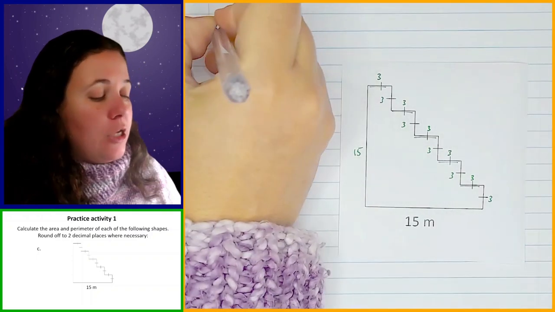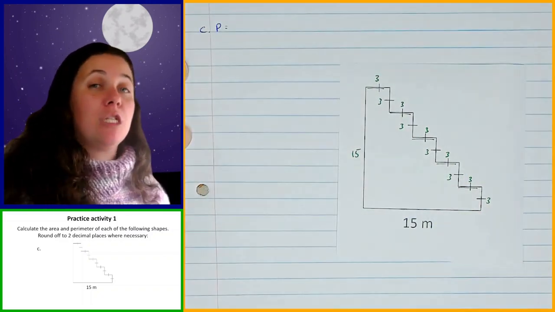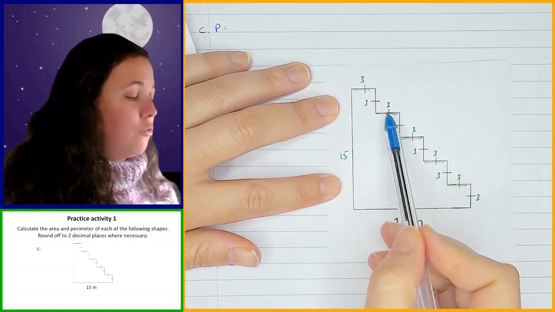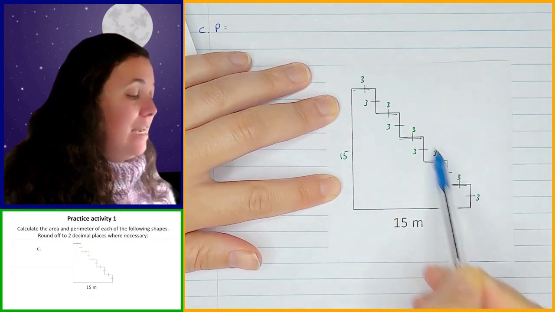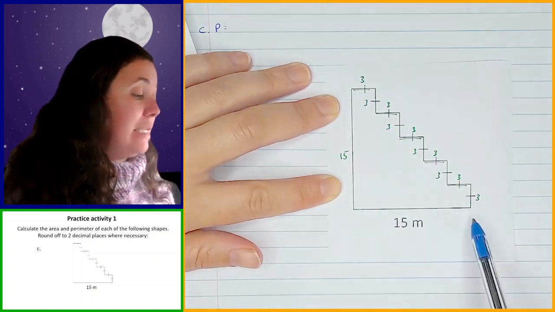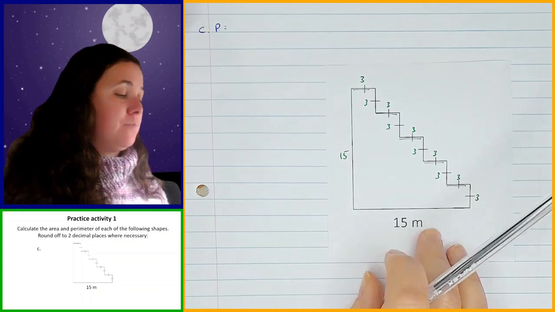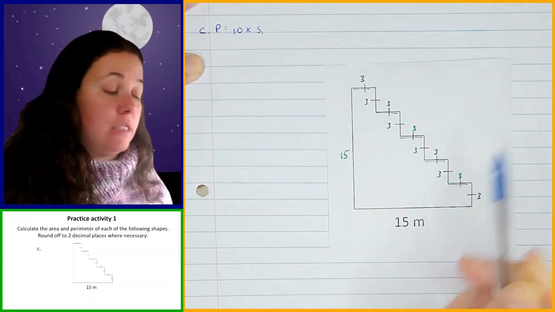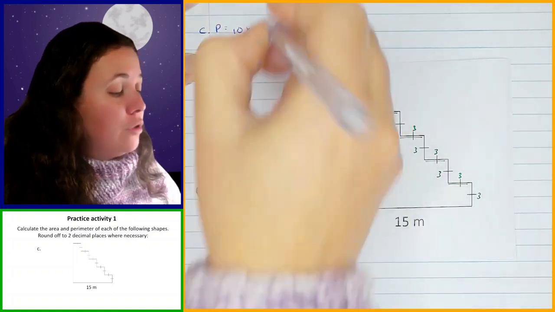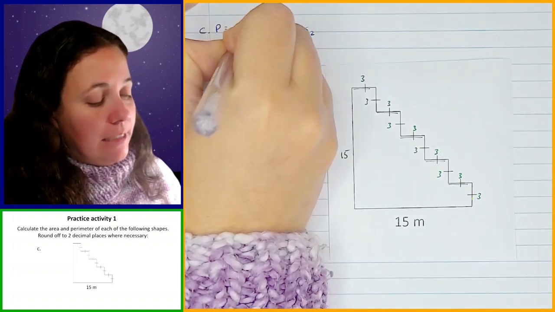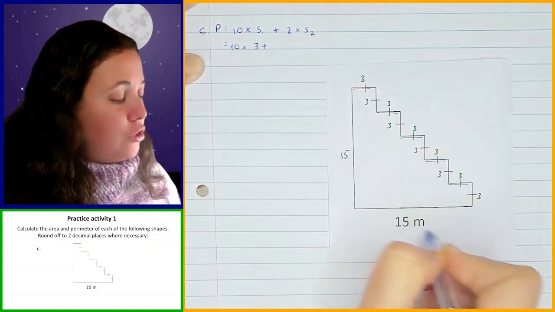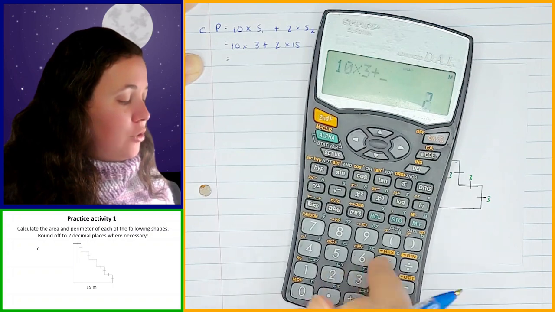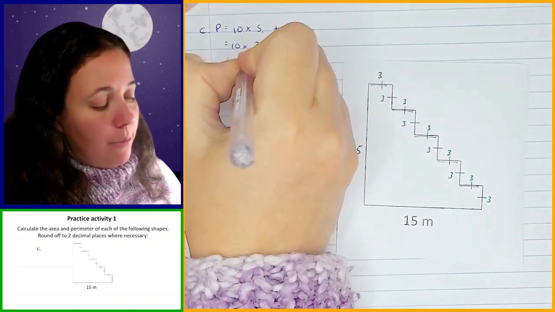So first let's do the perimeter. In this case, I'm going to use the method where I take all the lengths that are the same as each other and multiply them by the number of them. So I've got 1, 2, 3, 4, 5, 6, 7, 8, 9, 10 sides that are all 3 meters. And then I've got 2 that are 15 each. So I'm going to say 10 times side 1, I'll make the 3 meter sides side 1, plus 2 times side 2. So that gives me 10 times 3 plus 2 times 15, which gives me 60. So my perimeter is 60 meters.